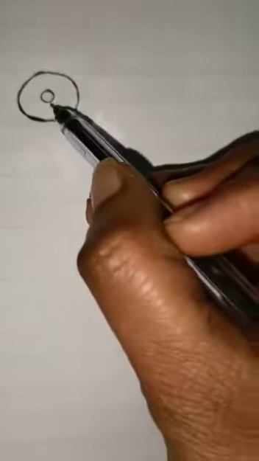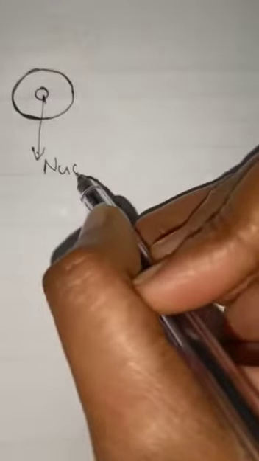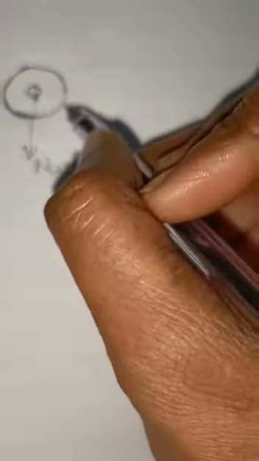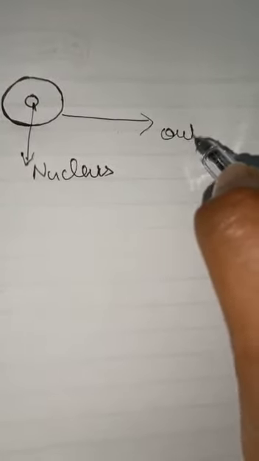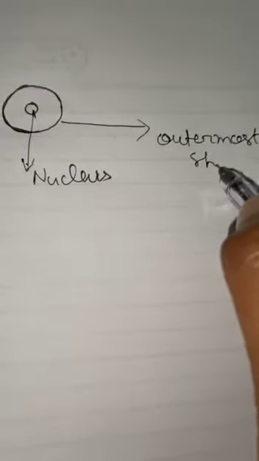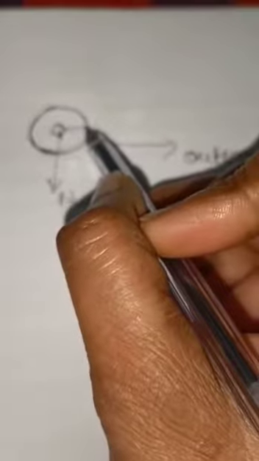Okay? This is the nucleus, and this is the valence shell. You can say outermost shell also. So the distance between the nucleus and the valence shell, this distance, is called the atomic radius.